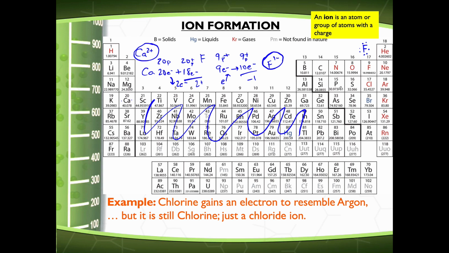We could do it with oxygen. Oxygen is sitting at 8. It's unhappy. It could either gain 2, 1, 2, or lose 1, 2, 3, 4, 5, 6 to be like helium. What's easier, gaining 2 or losing 6? Well, of course, gaining 2 is easier.